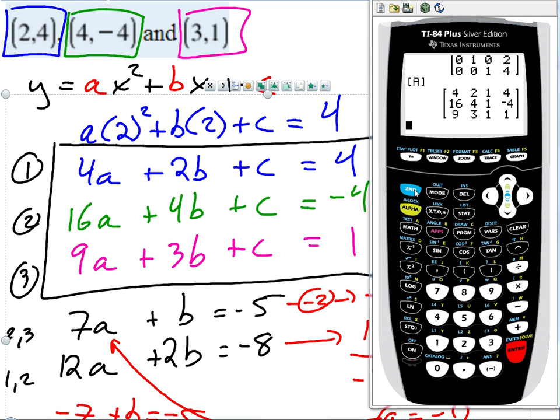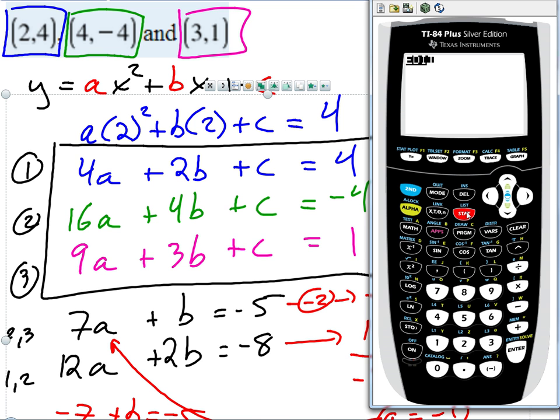So we can just go to stat. So we just go stat, edit, and I've already got those points in there, right? Look what these are. These are the 3 ordered pairs corresponding to our 3 points, right? Remember we always put X's in column L1 and Y's in L2, right?